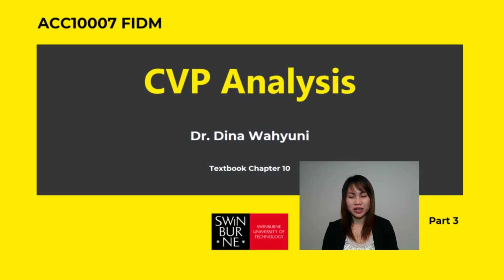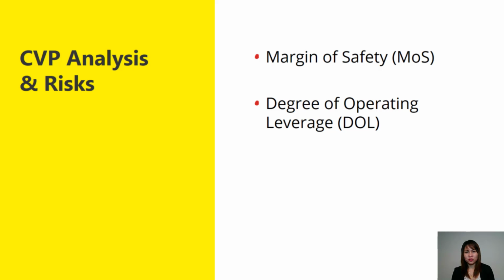Part 3 is the final part of this module. In this part, we will look at CVP analysis to be used to help manage operational risk. Operational risk relates to risk of loss resulting from failed internal processes, people and system, or external events. There are two measures of risk that we're going to look at here. First, margin of safety. The second one is degree of operating leverage.